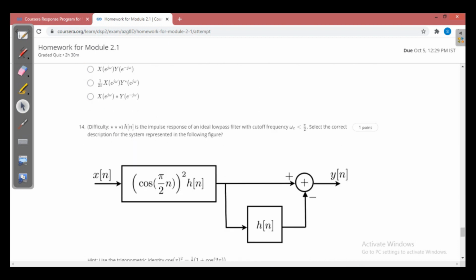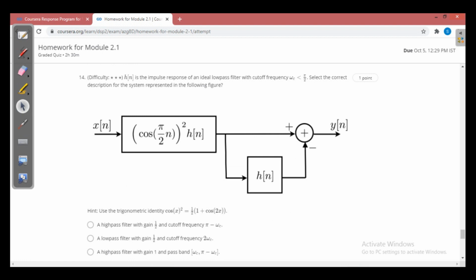Okay, and the next one, again we have the filter here. h of n is the impulse response of the ideal low pass filter with the cutoff frequency omega c less than pi by 2. Select the correct description of the system represented in the following figure. Now see, again h of e power j omega has value 1 for omega c less than pi by 2.